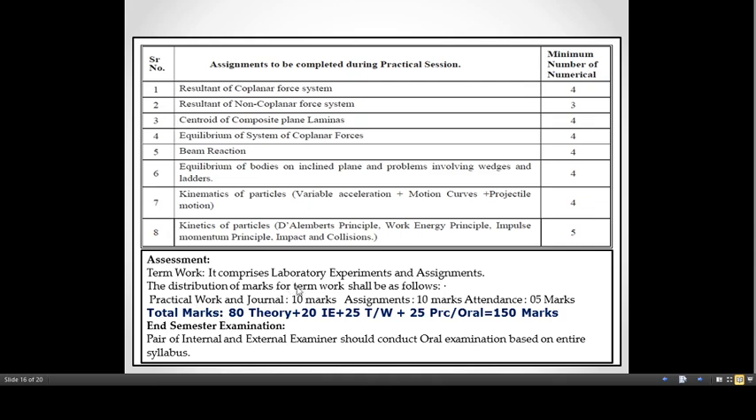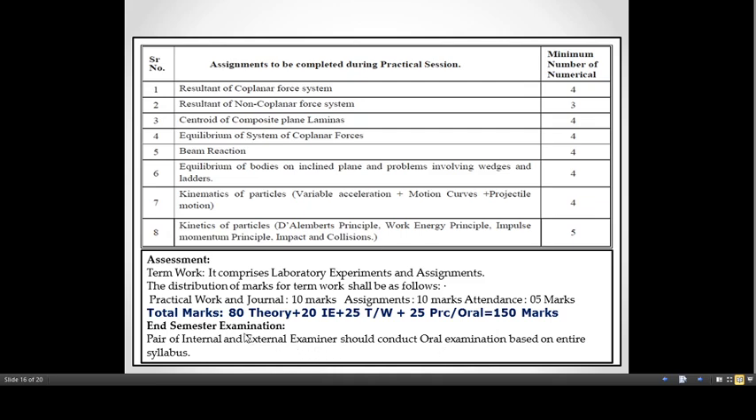The distribution of marks for term work is as follows. For practical work and journal, 10 marks weightage is given. For assignment, 10 marks weightage is given, and for attendance, 5 marks weightage is given. Now if you look at the entire weightage for this subject, 80 marks are given for theory, 20 marks for the internal test, 25 marks for the term work, and 25 marks for the practical as well as the oral. So a total of 150 marks weightage is given for this subject.